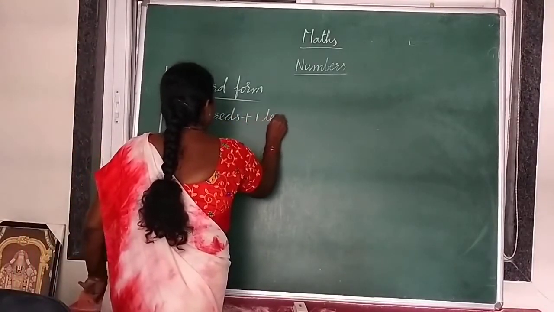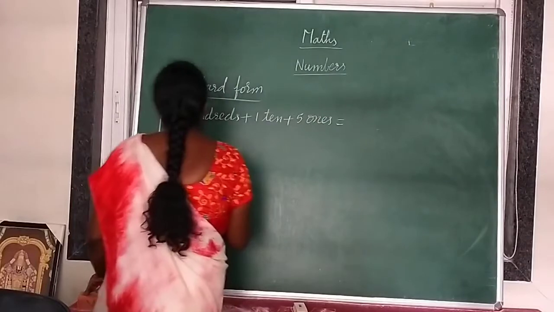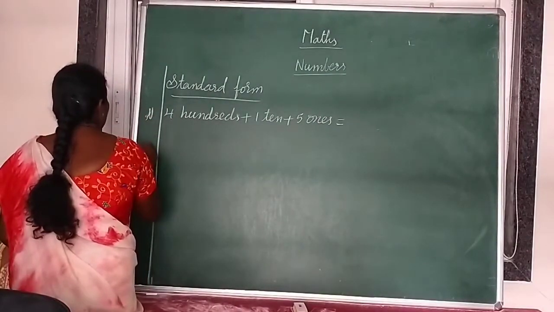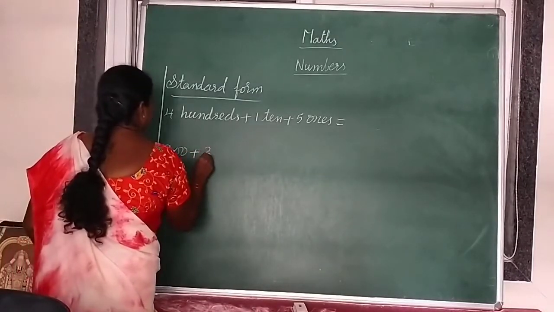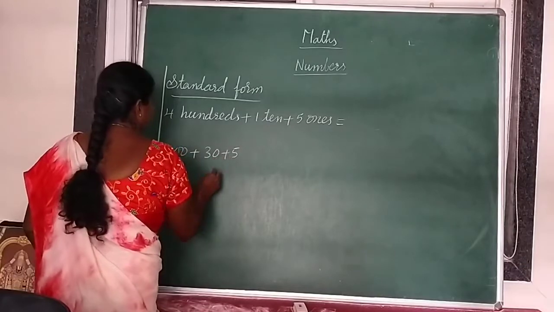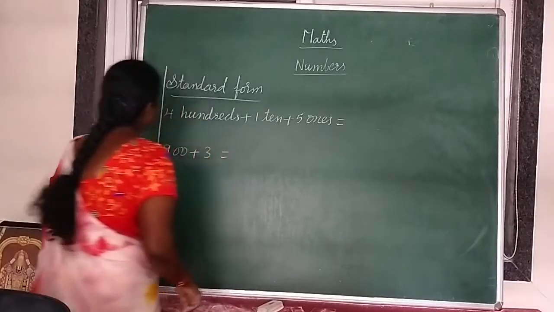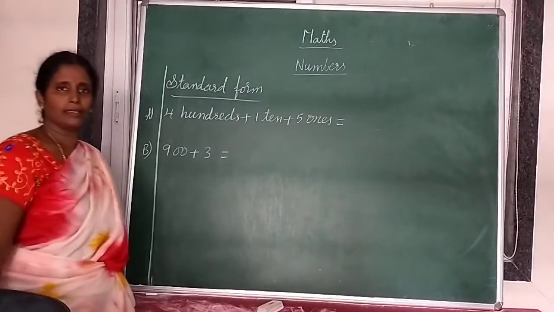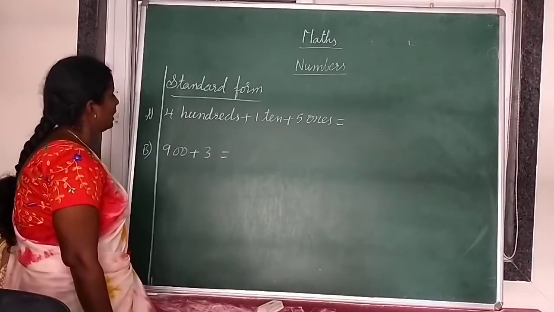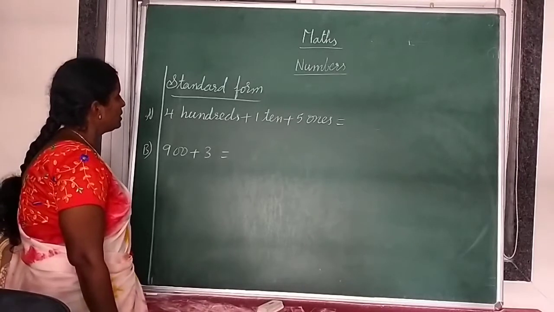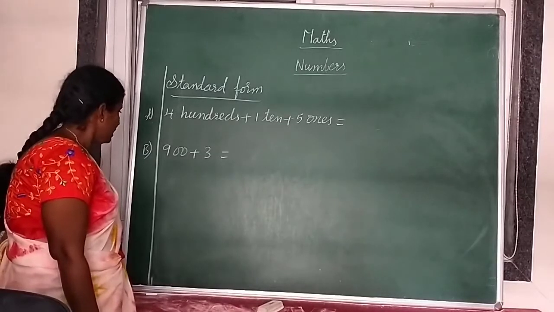Plus 110 plus 5 ones. So do it fast. Write standard form of these numbers. Plus 3. Write the standard form of the numbers. Standard forms. First one, 400 plus 110 plus 5 ones. Next, 900 plus 3.